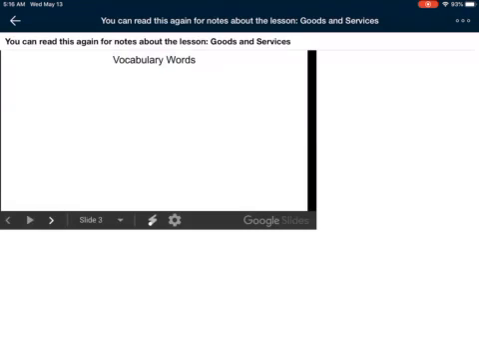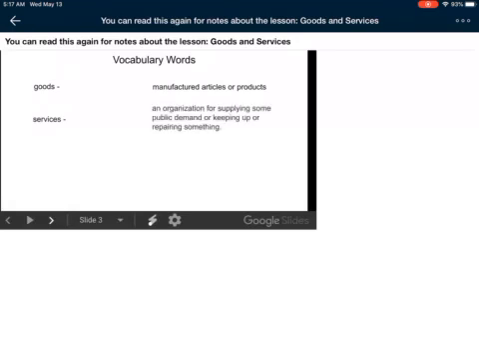So some vocabulary words here. Goods, manufactured articles or products. So basically things that people make. Services, an organization for supplying some public demand, keeping up or repairing something. So it's like you're going to a repair shop for a car, getting your haircut, going to a restaurant.